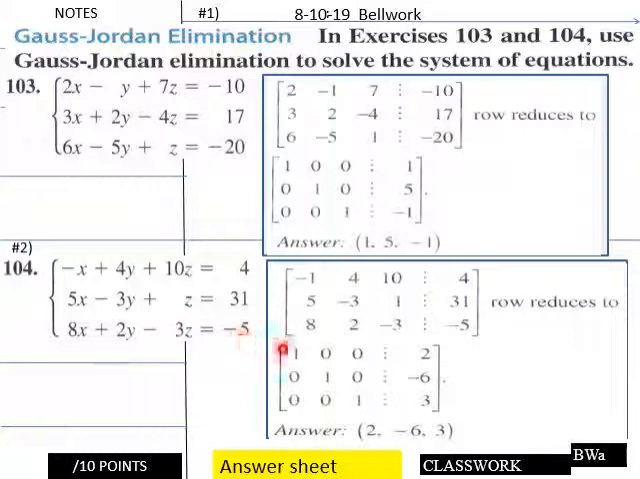And then down here, your ordered triplet will be 2, -6, and 3. Again, here's your reduced row echelon form for this system: 2, -6, and 3.